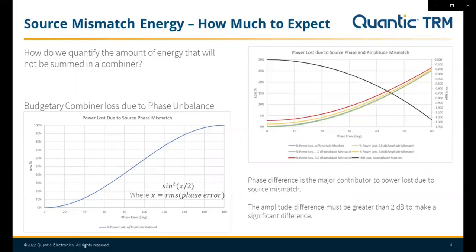You have a fairly flat line going up to about 20 degrees, and then it really takes off. The graph on the right-hand side shows how that is set up, with a variation of amplitude. The amplitude doesn't do a thing until you get over a 2 dB delta. They're almost overlaid until you get to about a 2 dB delta. The black line on top shows the insertion loss due to phase imbalance.